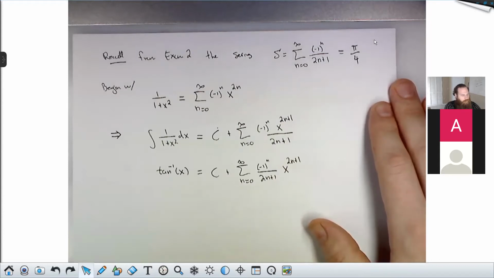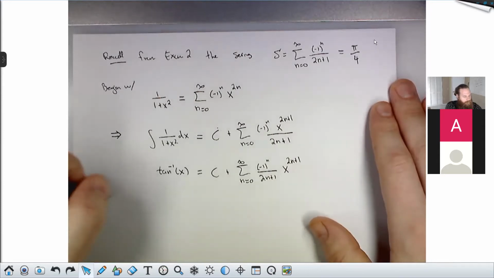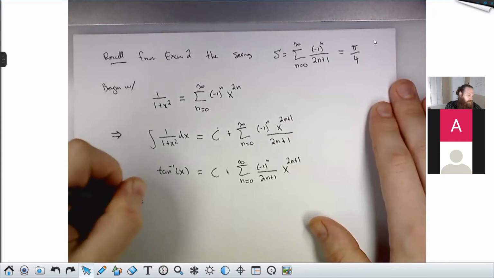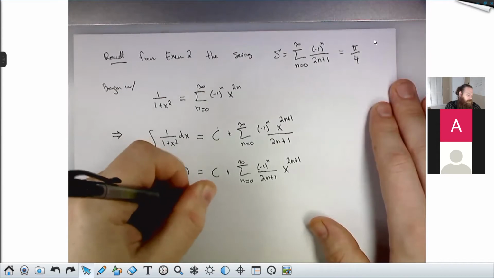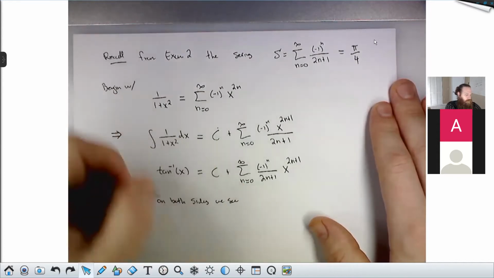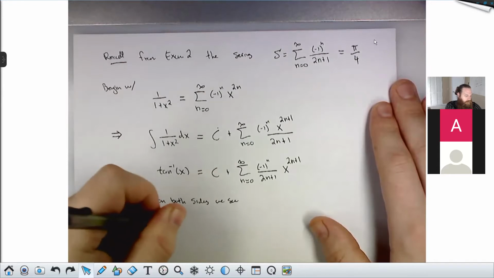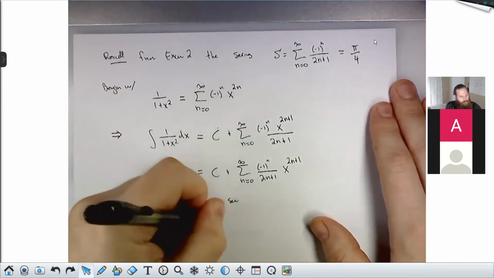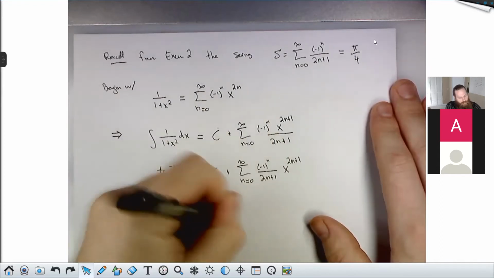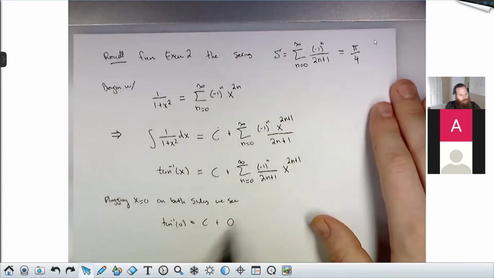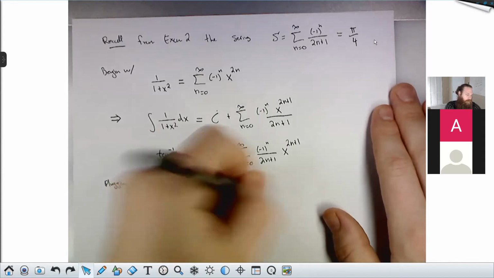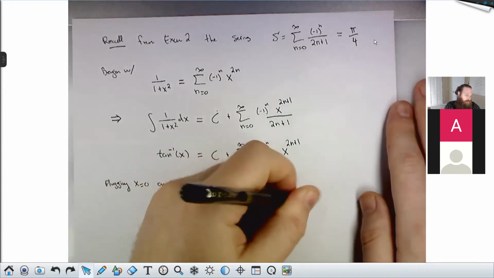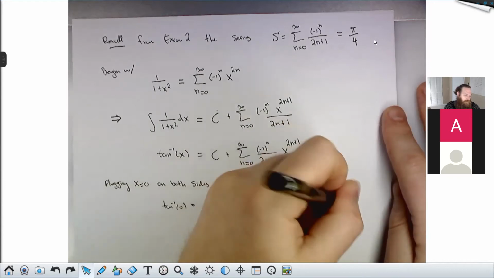I'll be able to show you that this constant is 0. Plugging x equals 0 on both sides, we see that the inverse tangent of 0 is equal to c plus this piece, which comes out to 0. I'll have to show you why this piece comes out to 0, but it does. Since the inverse tangent of 0 is 0, we get 0 equals c plus 0, which means c itself has to be 0.